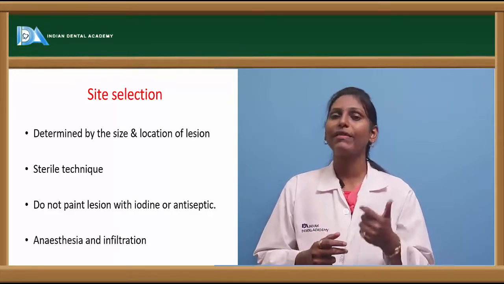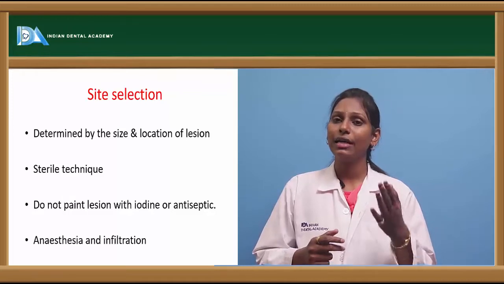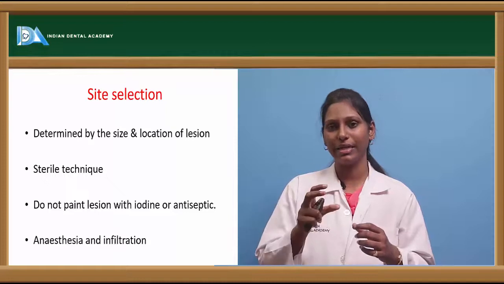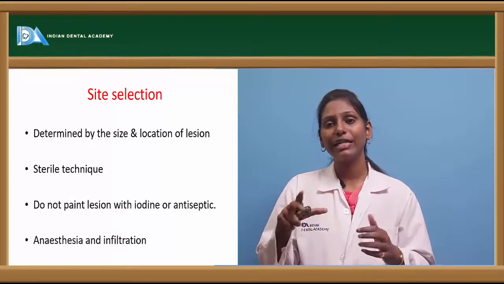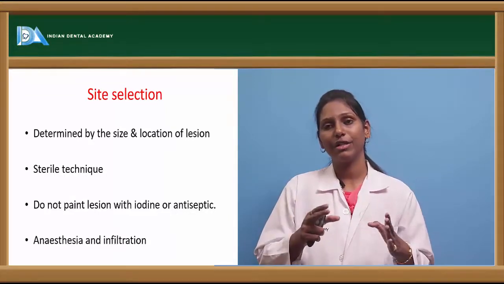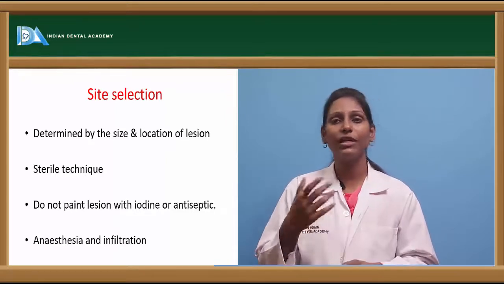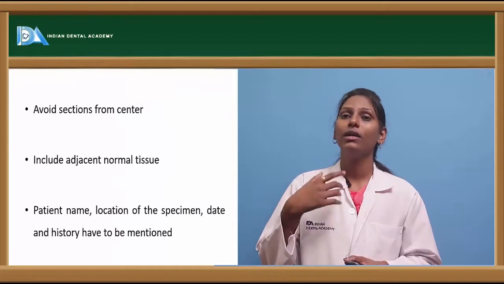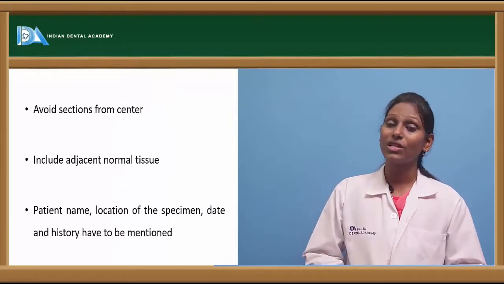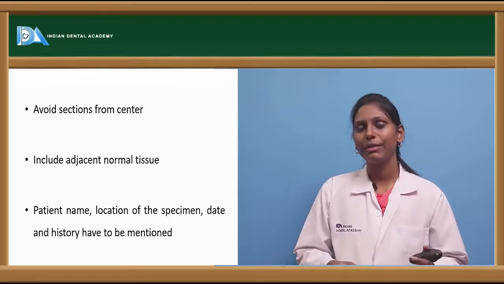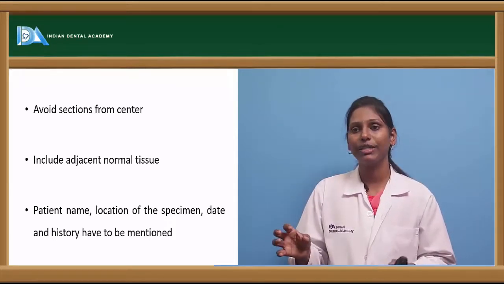When we are giving the anesthesia or infiltration, if you are performing a block, it is always good. But when you are going ahead with the infiltration technique, do not infiltrate the lesion directly. Go ahead by infiltrating at least 1 centimeter away from the lesion, so that this will not hamper the biopsy specimen and hence will not give us an artifact when we go for histopathological reading. And then avoid sections from the center. As I told you, avoid any necrotic material. Always include adjacent normal tissue.